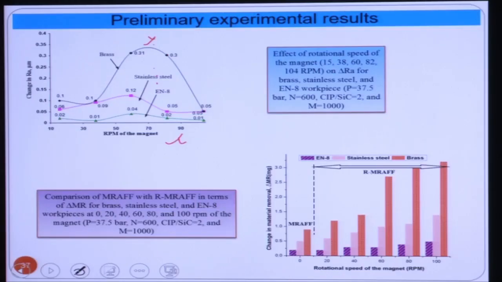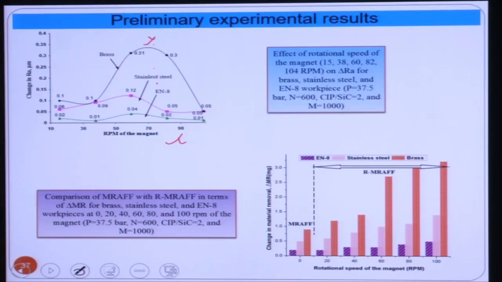But beyond that optimum RPM of the magnet, what happens? The change in RA again reduces, because we have discussed the shear thinning nature of this MR fluid. Increasing RPM means you are increasing shear rate. With high shear rate, this MR fluid would not be able to sustain the structure. So this chain structure actually breaks. That's why with increasing rotational speed of the magnet, surface roughness improvement also reduces.